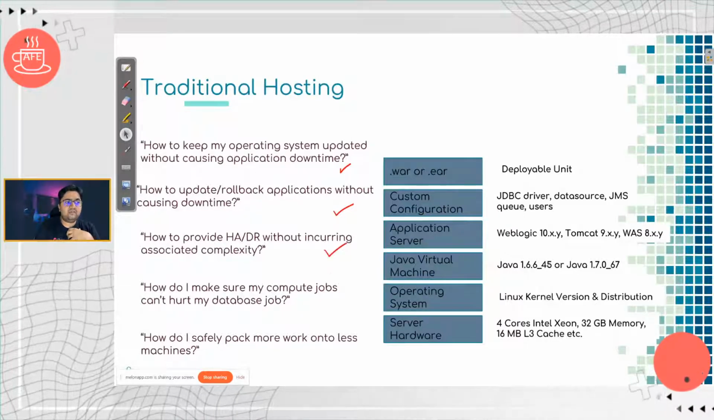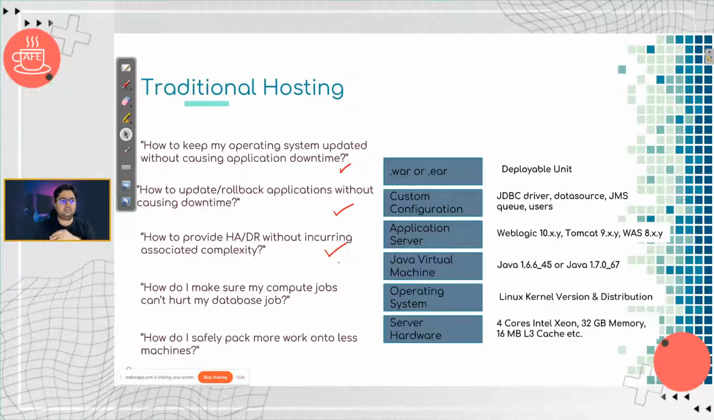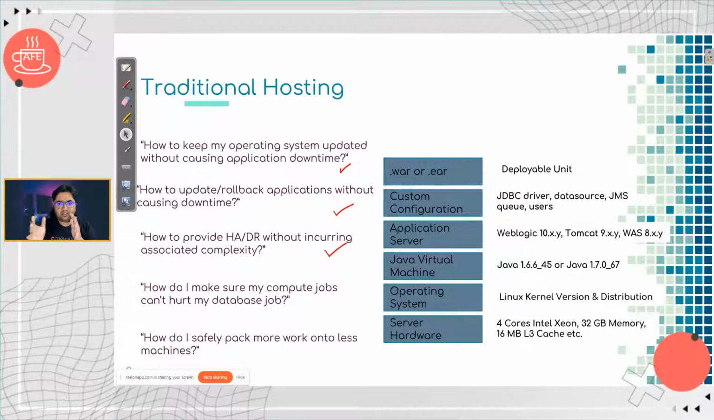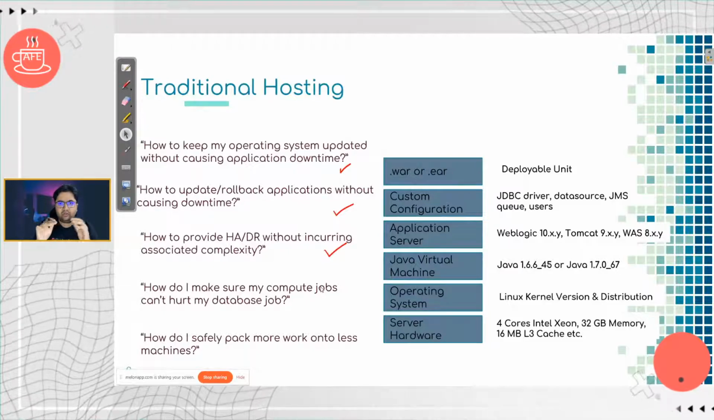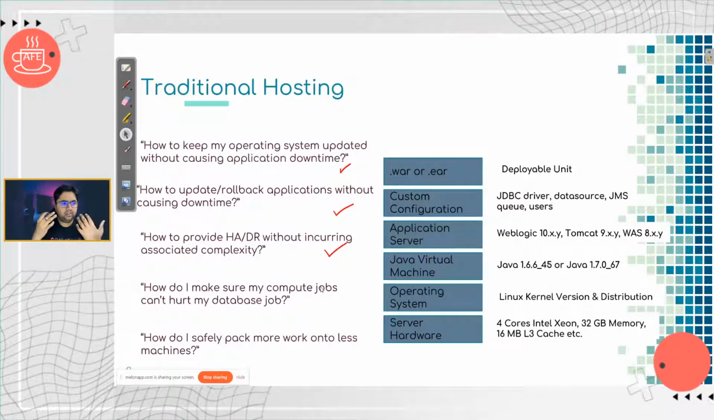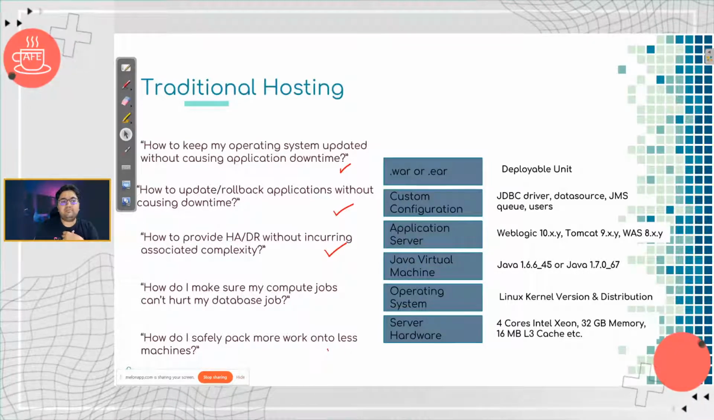How do you provide high availability and disaster recovery without adding a lot of complexity? How do you separate your jobs, for example computational jobs versus database jobs? How do you do that? How do you separate it? And maybe how do you actually be very efficient?